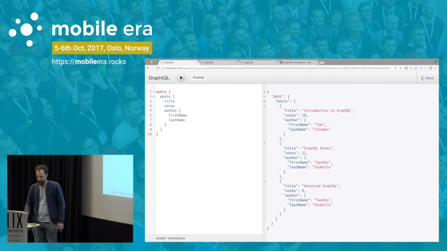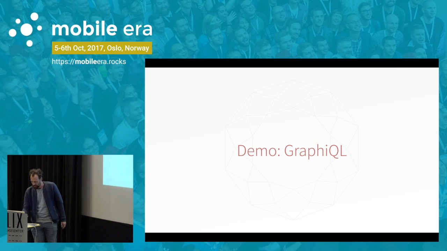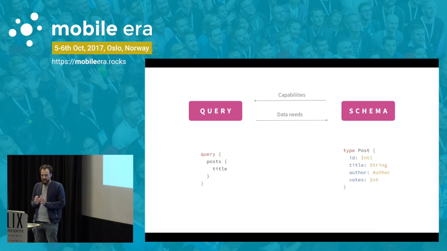And it's actually a pretty simple model. It's easy to understand, but it relies on some pretty sophisticated machinery. And what makes this possible is the idea of a schema. So the server exposes types, and types describe the available data. In this case, we have a type post, and posts have 4 fields: an ID, a title, an author, and the number of votes. And a query then selects a set of fields from a certain type. That's the simple version. So the clients specify their data needs against a certain schema.